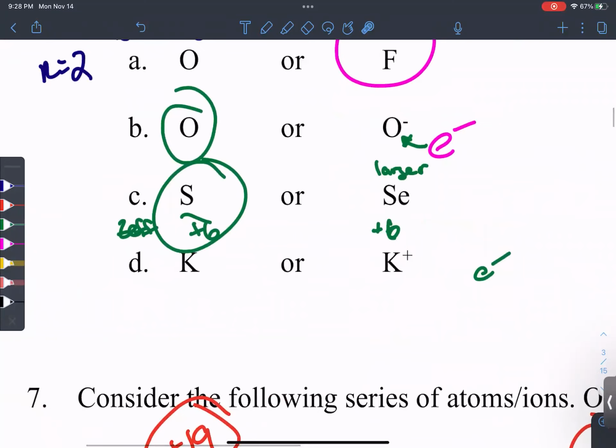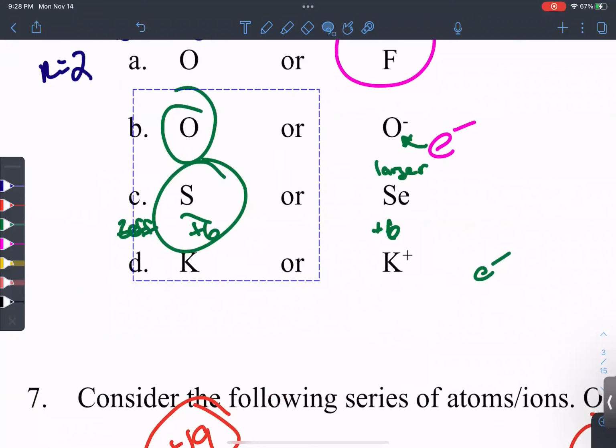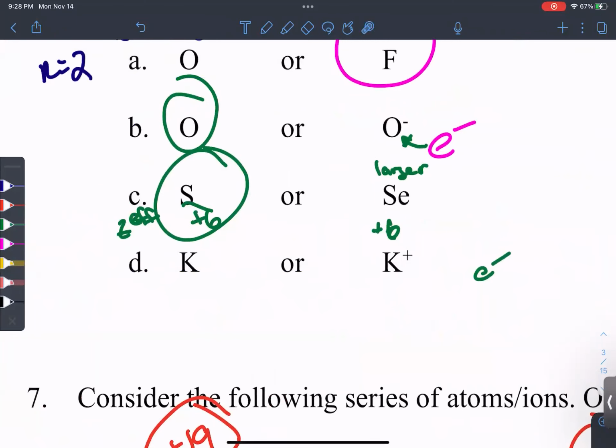All right, and the last one. So cations and anions always screw us up. So we have potassium and potassium plus. What does your monkey brain say is you have more attractions? Yeah, potassium plus. And that's the right answer. You get more energy back if you put the electron on the cation because it's already positively charged.